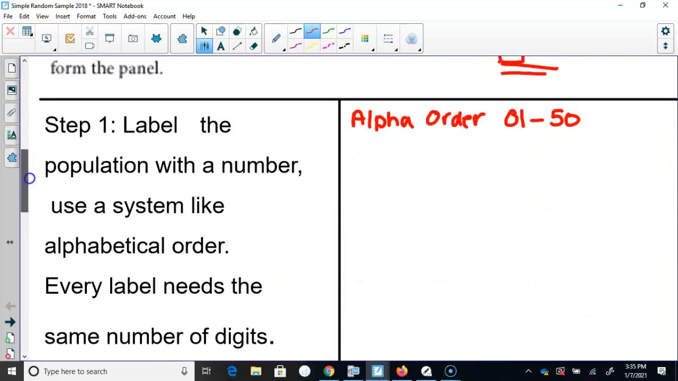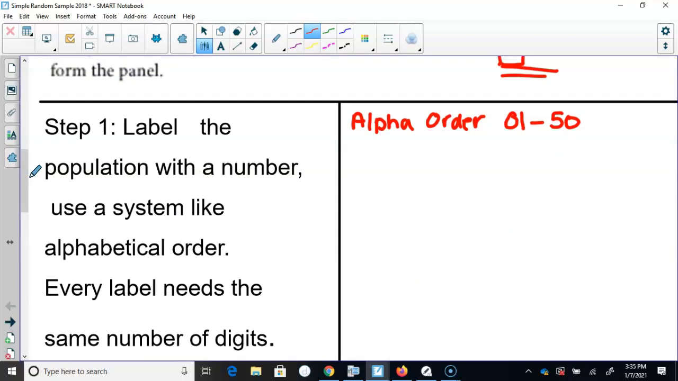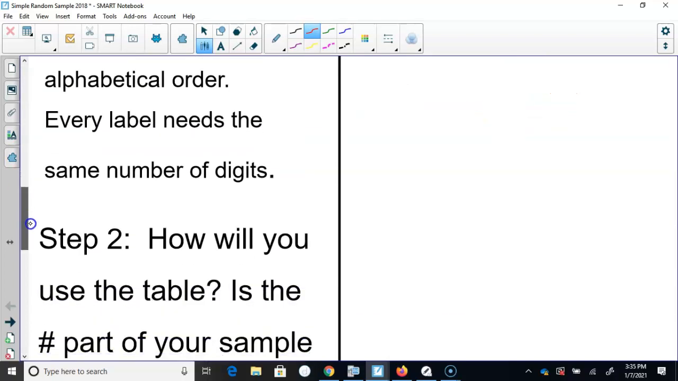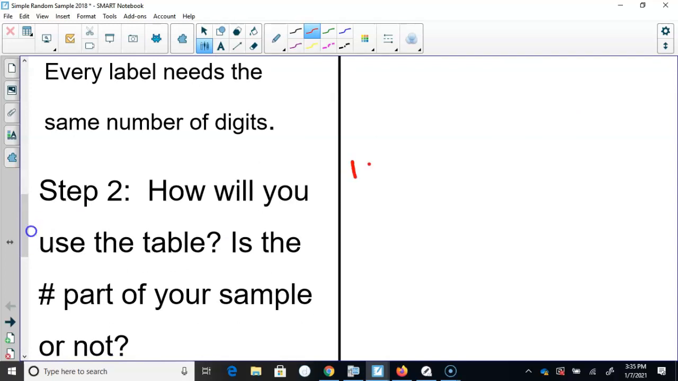Okay, why? Well, because I have 01 to 50. I have that many people. So 19 is in between 01 and 50. So I'm going to write this right here. That's the first person in my sample.